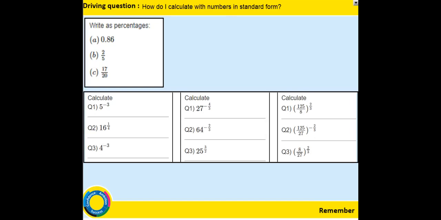Hello Year 10, it's Miss Lindsay here, and today we're going to be looking at calculating with numbers in standard form. As usual, I'd like to try the do now exercise first.